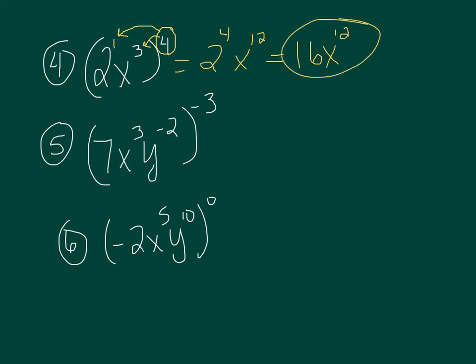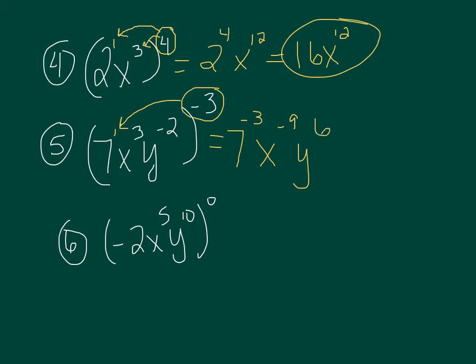All right. Next one. So remember, if it doesn't have an exponent, it's a 1. Okay. And this negative 3 is going to be distributed to everything inside the parentheses. So we have 7 to the first to the negative third. So 1 times negative 3 is negative 3. And then we have x to the third to the negative third. So 3 times negative 3 is negative 9. And then we have y to the negative second to the negative third. So negative 2 times negative 3 is 6.